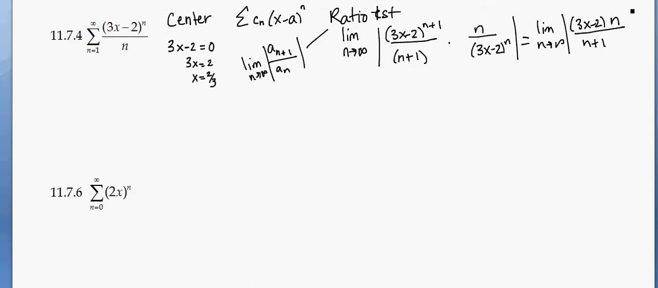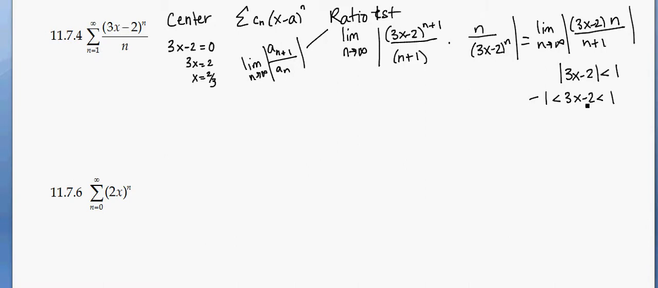Now as n grows large, the numerator is a first degree polynomial in n, and the denominator is a first degree polynomial in terms of n. And so this limit is going to go to the absolute value of 3x minus 2, right? Because it's the coefficient of the numerator. So the ratio test says this thing converges for values where this result is less than 1. So we're looking at values of 3x minus 2 between -1 and 1.